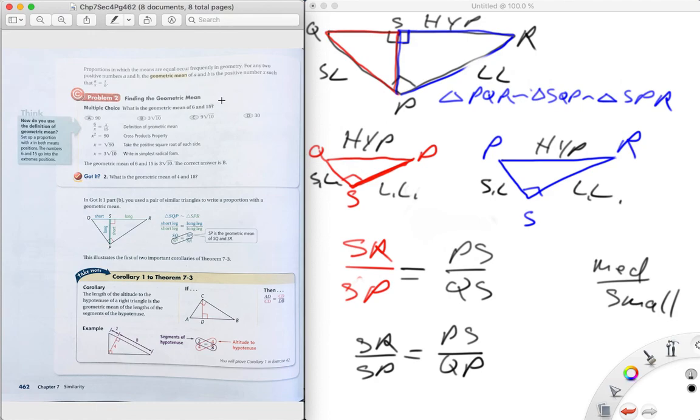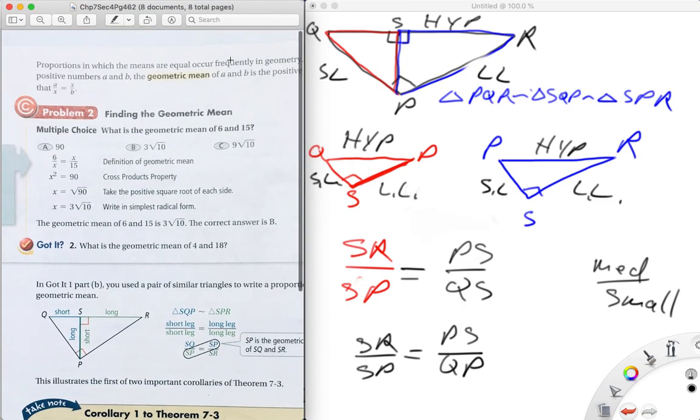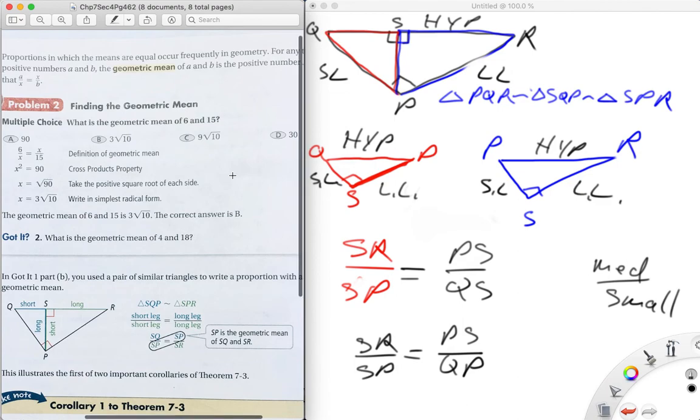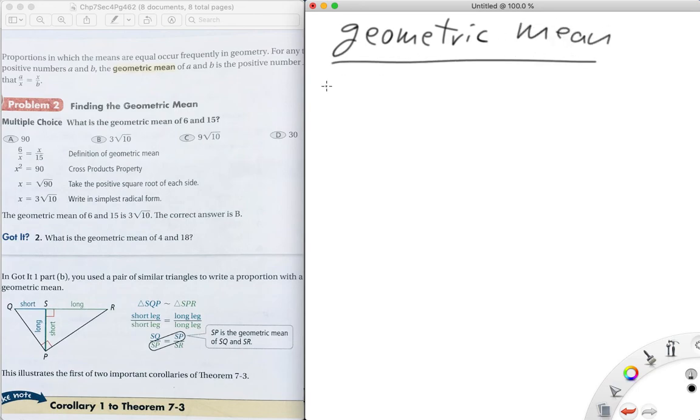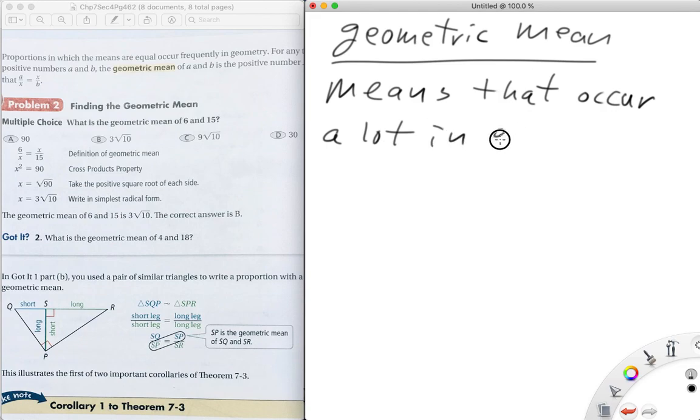Okay. Geometric means. They say that a geometric mean is means that occur frequently in geometry, and they take the form of a over x equals x over b. So geometric means are means that occur a lot in geometry, so we give it an equation, in the form of a over x equals x over b.